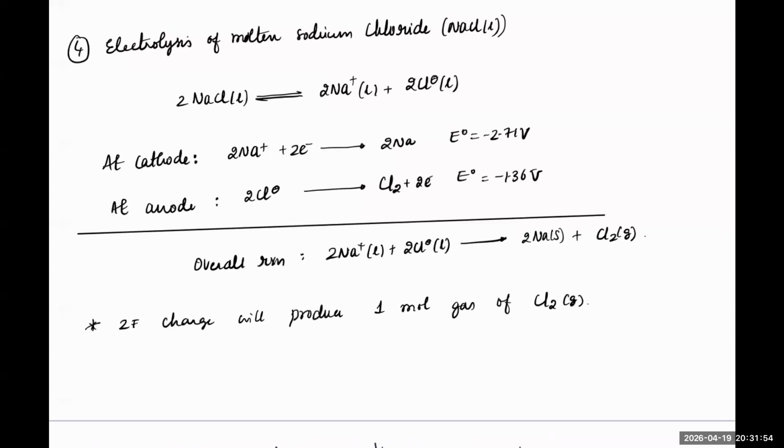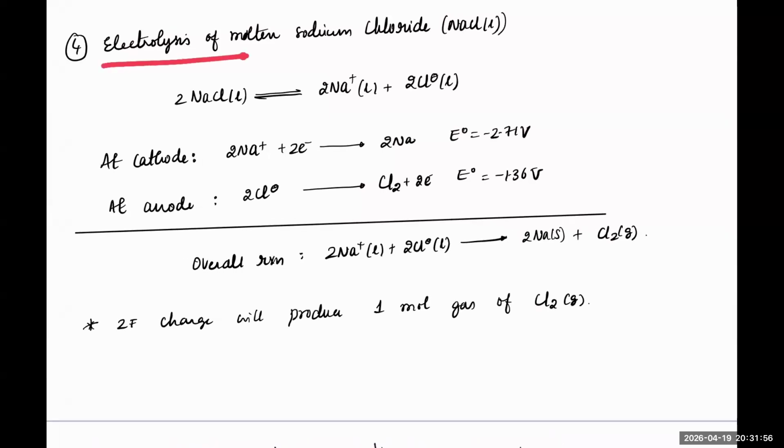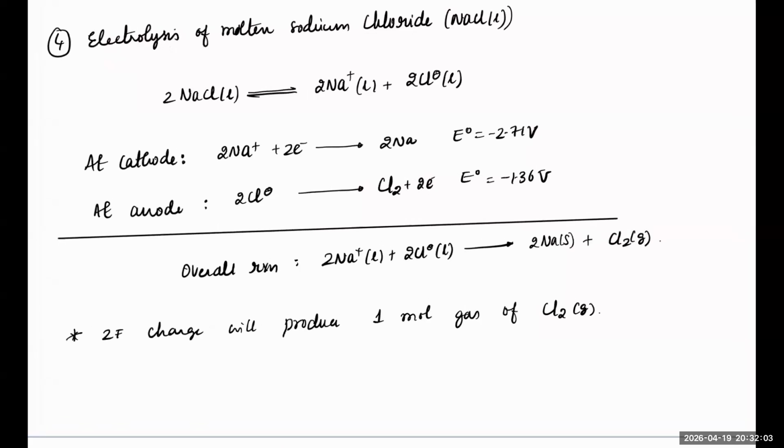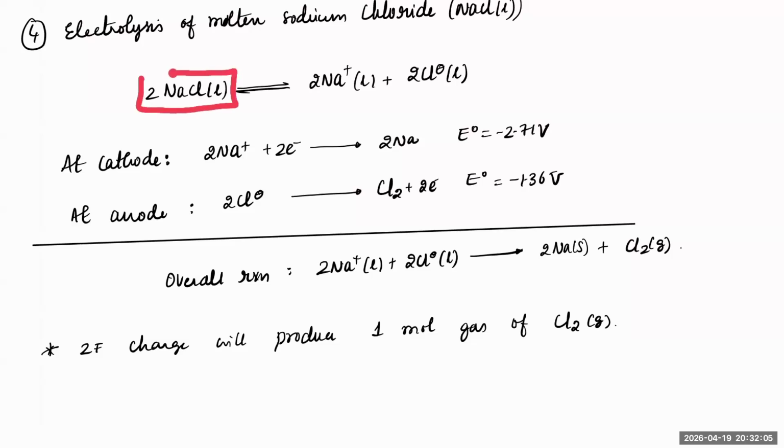Now, next look into electrolysis of molten sodium chloride. So you see, if we have NaCl, you know that it will always be present as Na plus and Cl minus. It will always exist in the ionic form when it is in a molten state. So at anode, there is only one ion now. At cathode also, there is only one ion now.